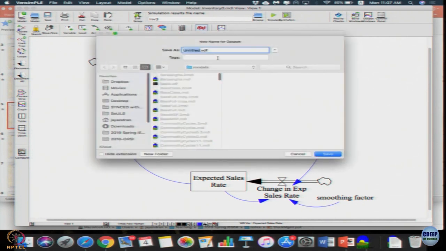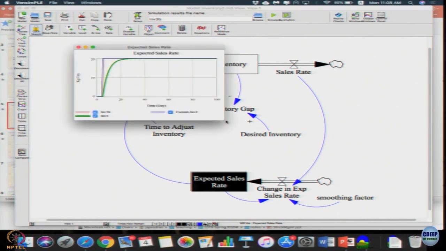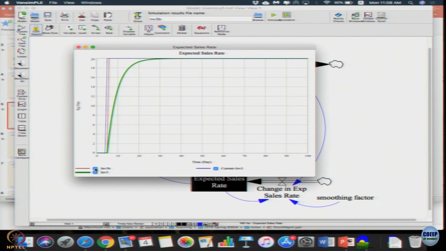Let me call it 3B. Let's see what happens to the sales rate graph first. The sales rate does almost immediately become 20 in this case, versus the previous case where it took a long time to be 20.